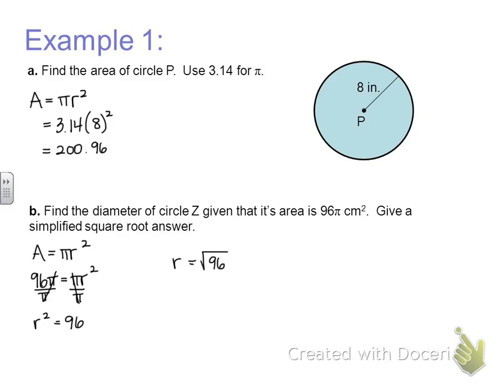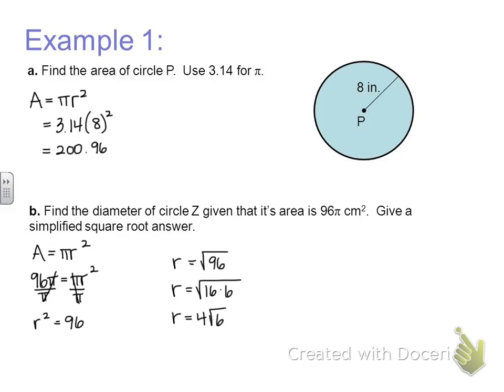What divides 96 that's a perfect square? 16. Right, so I know that this is equal to 16 times 6. And which of these two numbers can pull out of a square root perfectly? 16. And it pulls out as 4. So I just get that r is equal to 4 square root of 6. And I am done.